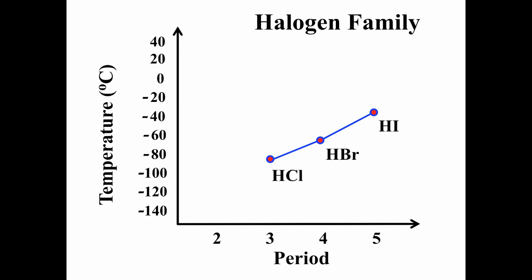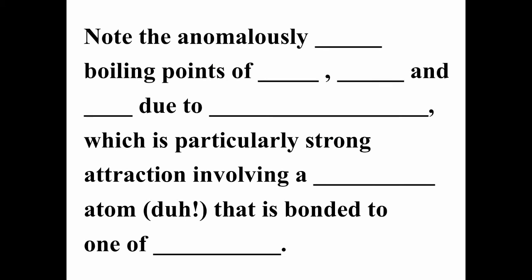And HF, it turns out, actually boils at something like 20 degrees Celsius. So again, way, way off of the general trend. We have linear molecules, we have some polarity. It looks like in general the London dispersion force size factor overcomes polarity differences, but boy, not so in the case of HF. So what can we conclude from this?